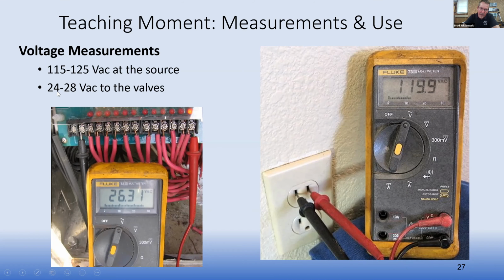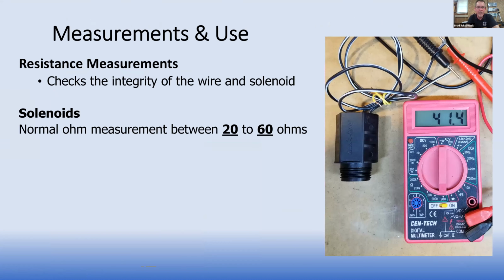And then, if that valve is not operating, are we getting 24 to 28 volts to the valves? Those are a couple of the standard voltages or pressures that we would be working with. Okay, so resistance measurements when we're testing solenoids. Most of the solenoids in our industry are going to have a nominal ohm reading of between 20 and 60 ohms, or maybe 18 to 60 ohms. Anything outside of that range is going to tell you that something isn't quite right with that particular solenoid.